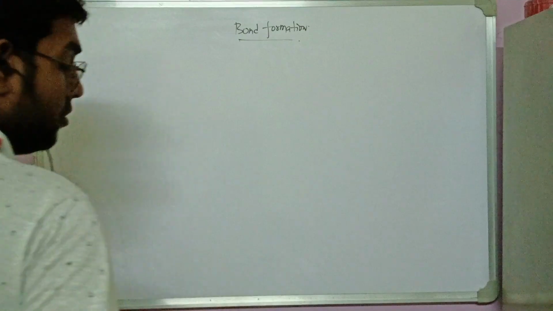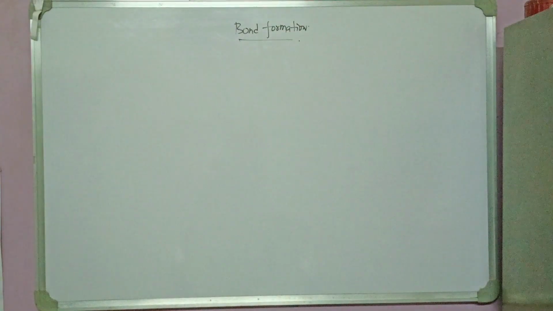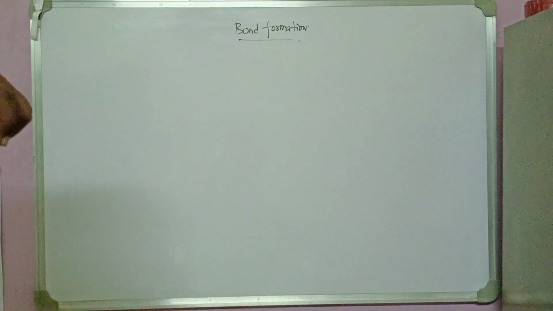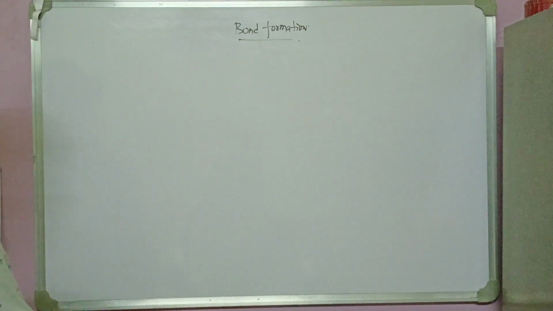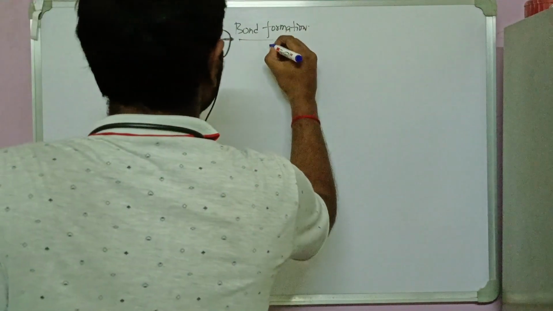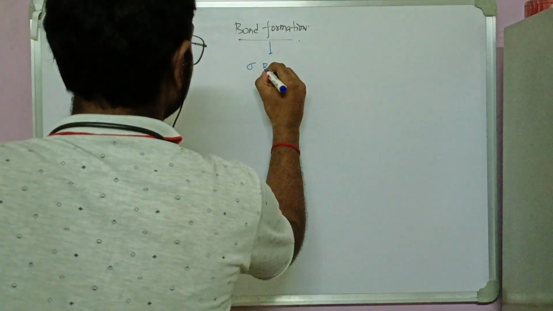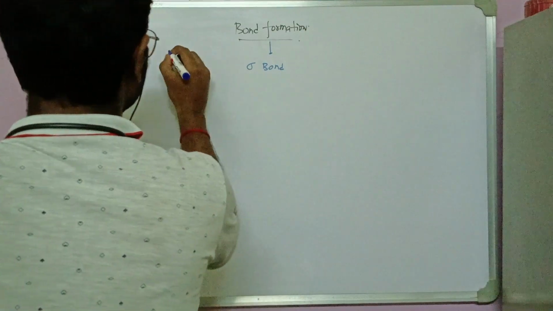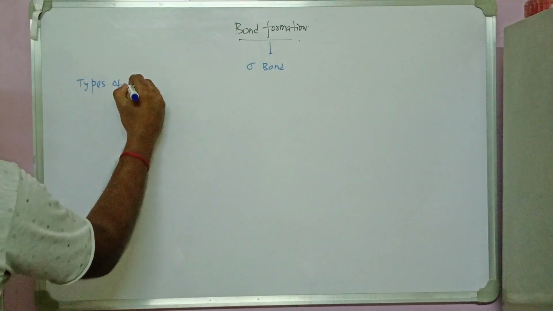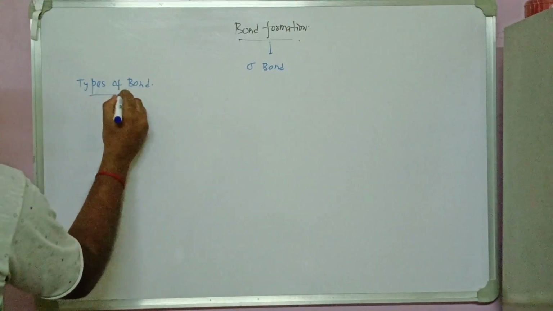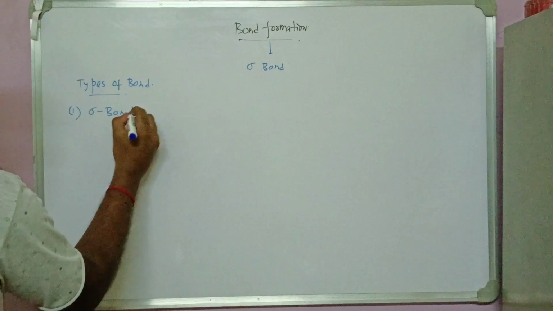So bond formation: we know that different types of orbitals mix with each other to form hybridized orbitals, which upon overlapping with another orbital form the bond. Which types of bonds are you well known with? There are three types of bonds, right? Types of bonds: one is the sigma bond. You all have heard about this, right?